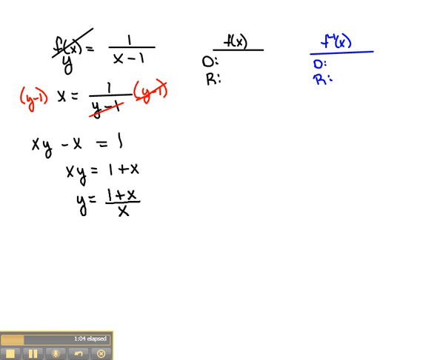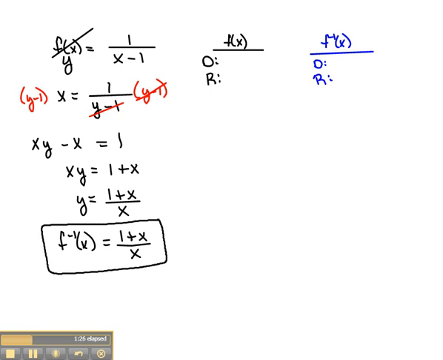over x. Now this is the inverse function, but we need it to be in correct notation. So for correct notation, we would have f inverse of x equals 1 plus x over x. I said f inverse. F to the negative 1 means inverse function. So that would be our inverse function.